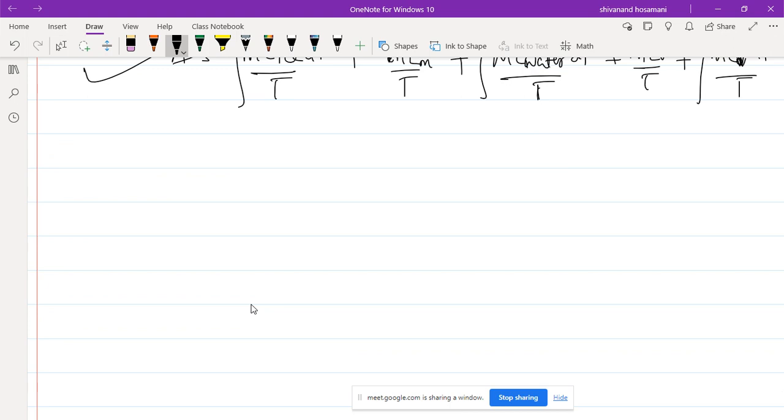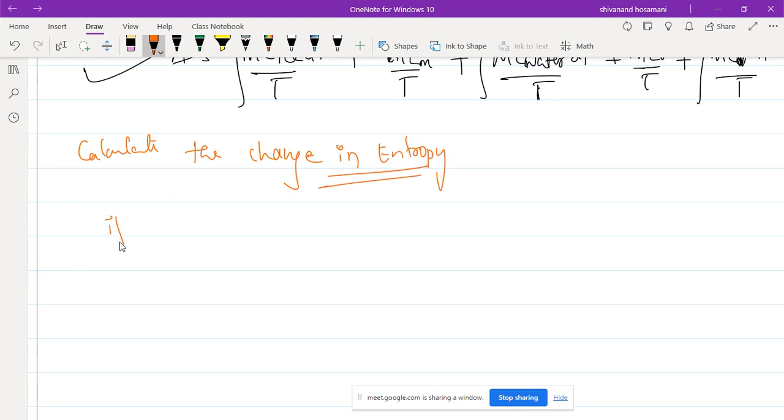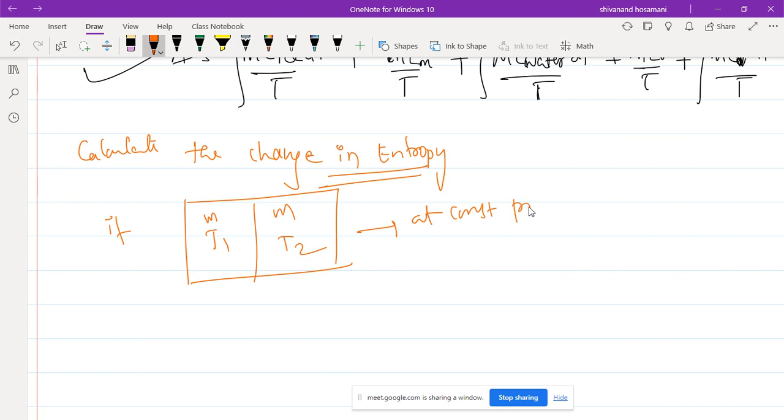There are two systems. Calculate the change in entropy. Calculate the change in entropy if one system has mass m1 at temperature T1 and the other system has mass m2 at temperature T2, and they are brought together with heat exchanged at constant pressure. So we are heating it at constant pressure. What is the total change in the entropy of the system?